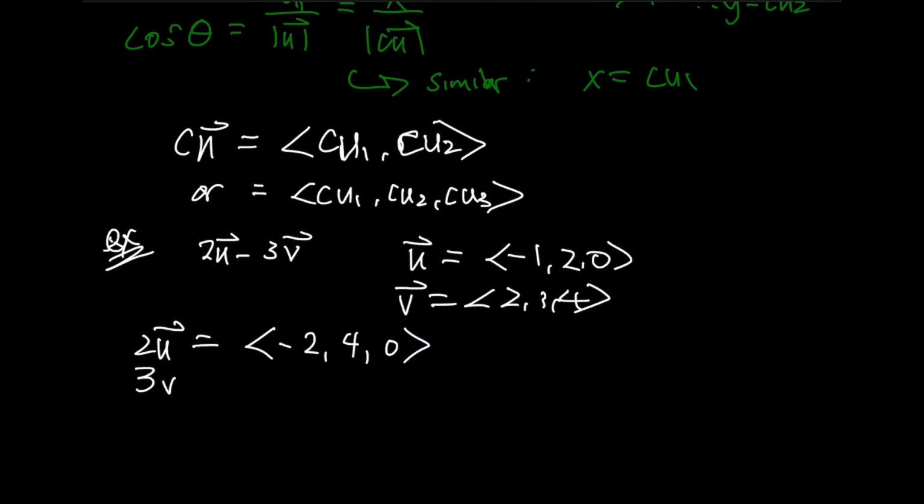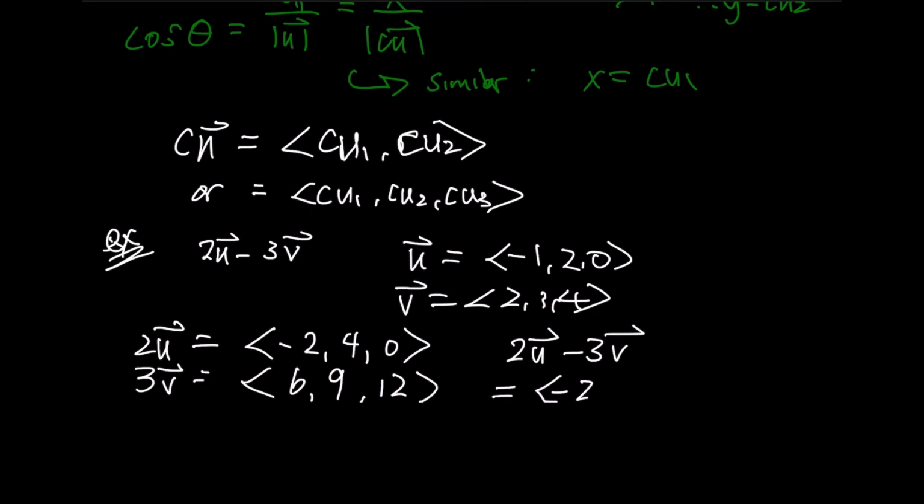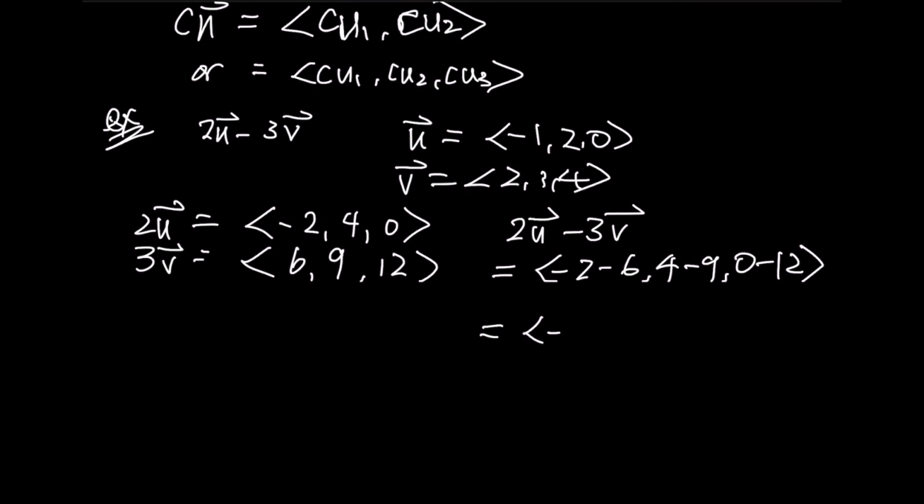3v is just going to be 3 times 2 is 6, 3 times 3 is 9, 3 times 4 is 12. And if I wanted 2u minus 3v, it's effectively just subtraction of those components. So it would be -2 minus 6, 4 minus 9, 0 minus 12. That produces a -8, a -5, and a -12.